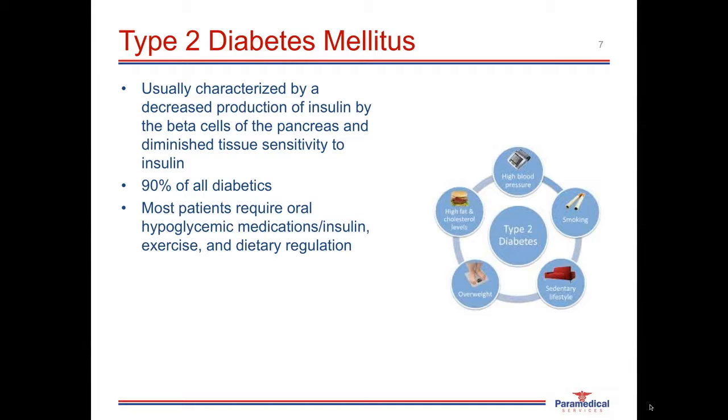Type 2 diabetes is a lifestyle disease. It has been related to things such as high blood pressure, smoking, sedentary lifestyles with limited exercise, overweight and obese patients, and high fat and cholesterol levels, as well as increased intake of sugar in the diet. In 2017, it's predicted that 1 in every 3 Americans will have type 2 diabetes. This is an alarming prediction, considering that this is a preventable disease and it can be managed very simply by just changes in diet.